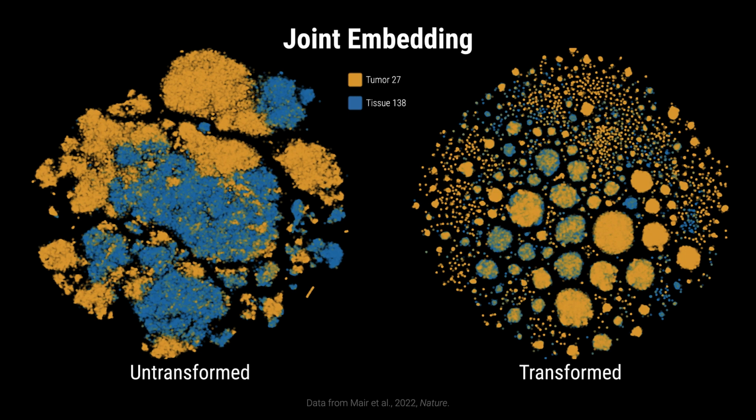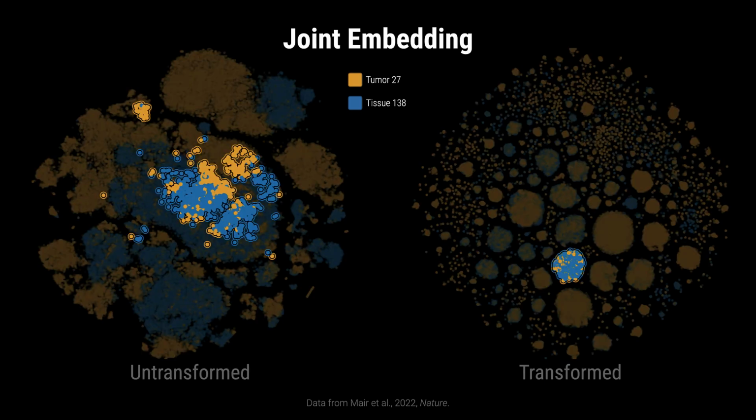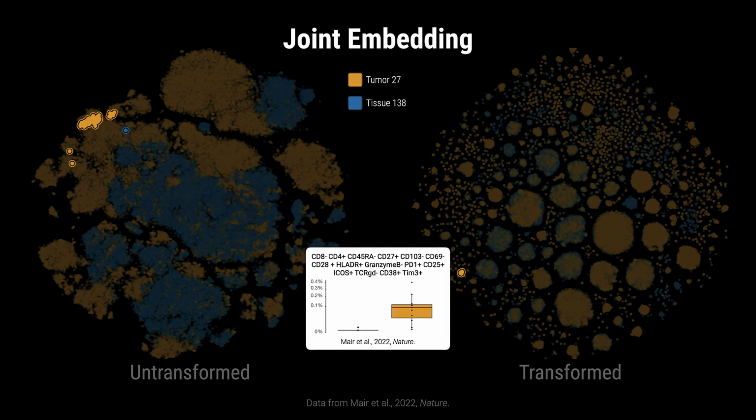For joint embeddings of multiple samples, in this case a tumor and a healthy tissue sample, our transformation entirely removes any batch effects, which makes it easier to really identify coherent cell phenotypes detected with our clustering method. In an untransformed embedding, the cells that I've selected here, which actually belong to the same cluster, appear spread out and disjoint. And such coherence can be important or useful for inspecting rare cell populations.